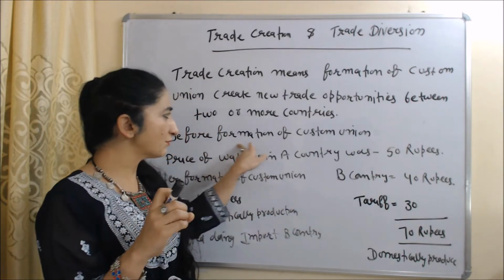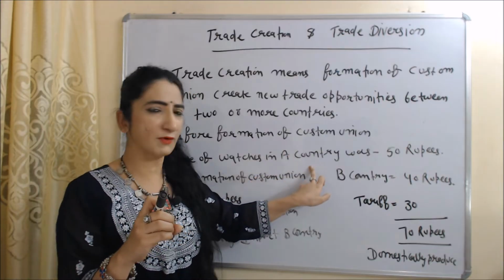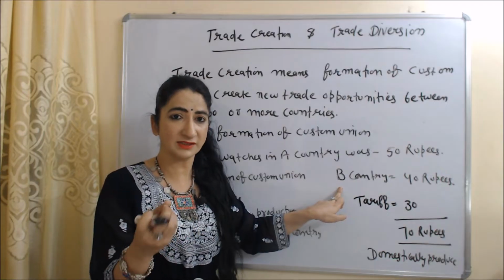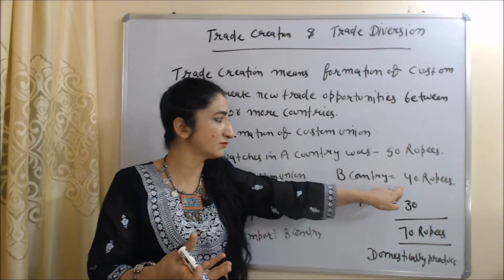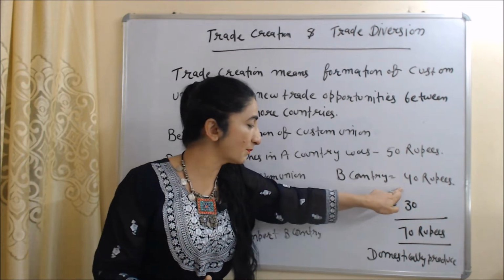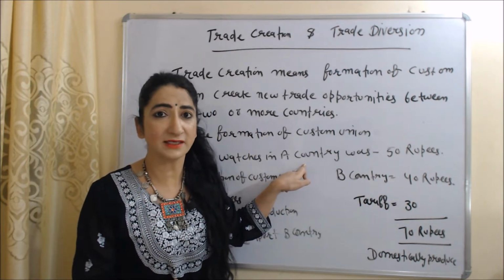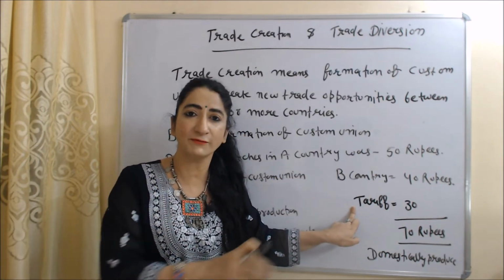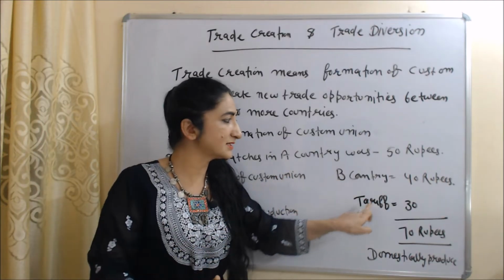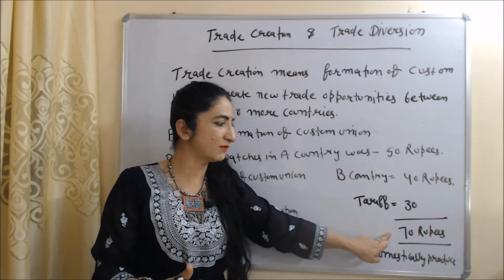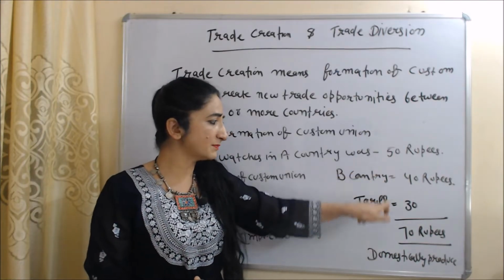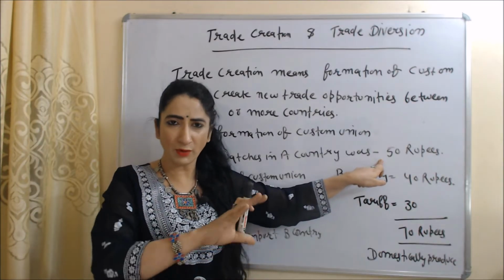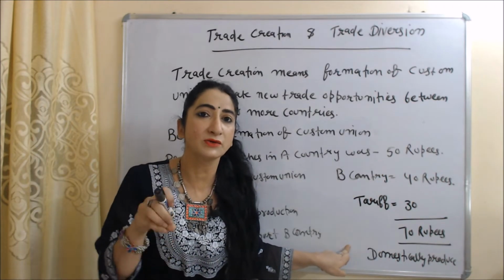For example, before the formation of the customs union, the price of watches in A country was 50 rupees, and the same quality watches in B country cost 40 rupees. But at 40 rupees, these watches cannot reach A country because before the customs union, A imposed a 30 rupees tariff on B country's watches. As a result, the price of B country's watches becomes 70 rupees. Obviously, now it is costly compared to A country's watches. That's why A will not import from B. It will domestically produce these watches.